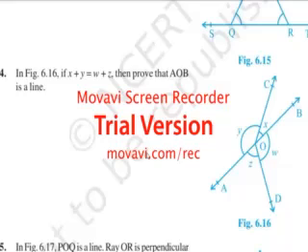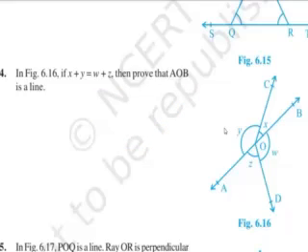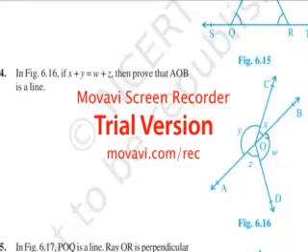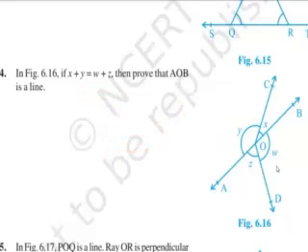So what you can do here is write: angles on a point. The sum of angles around a point is 360 degrees. That you can also write. So x plus y plus z plus w is equal to 360 degrees.